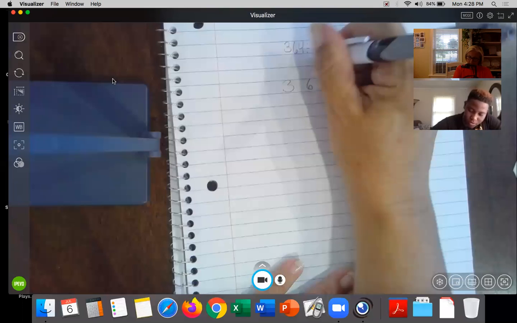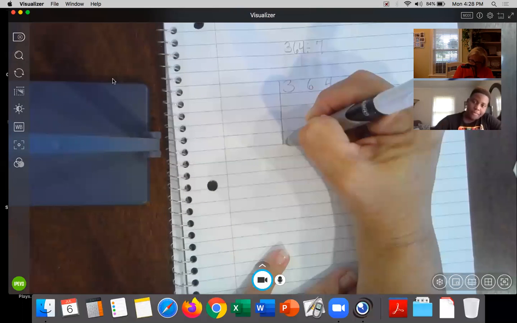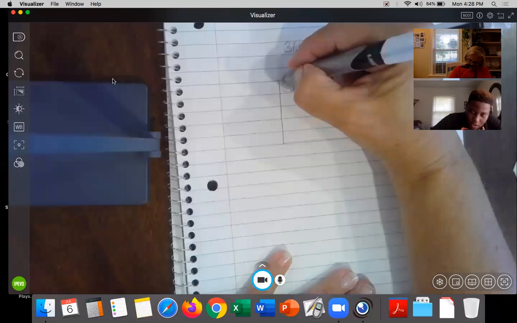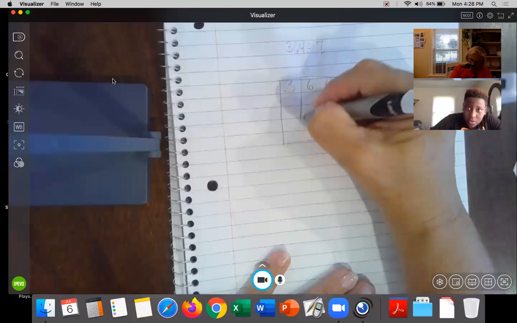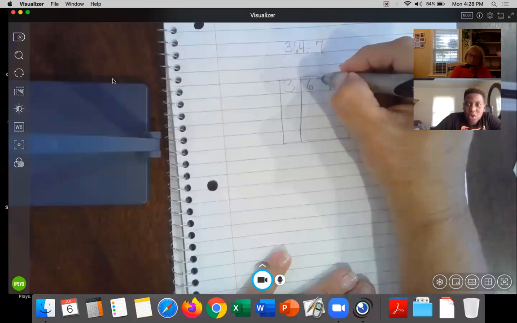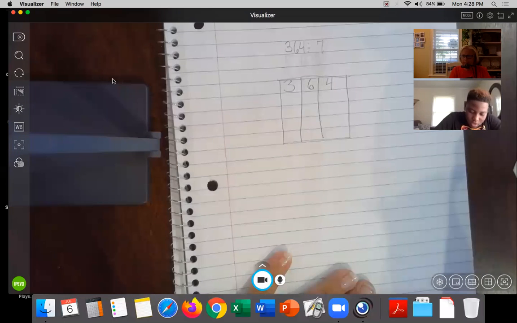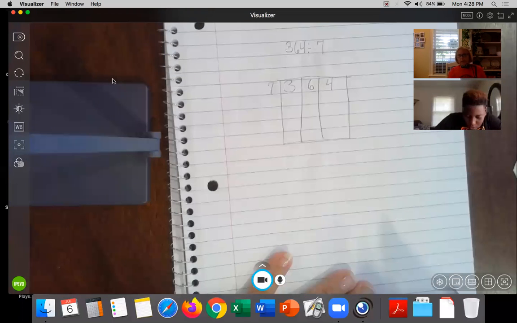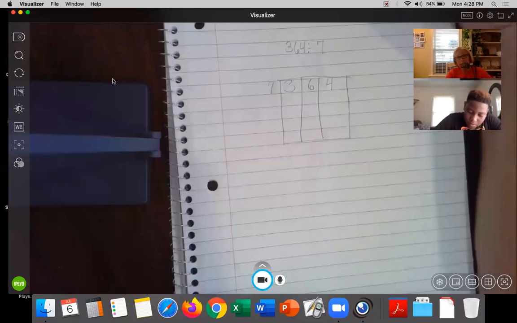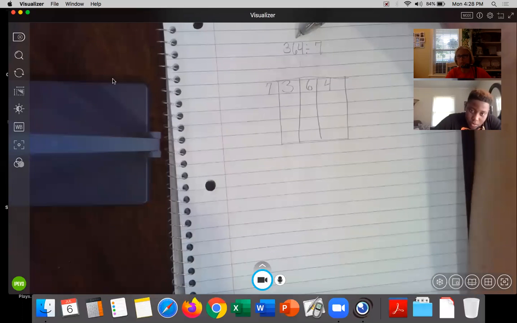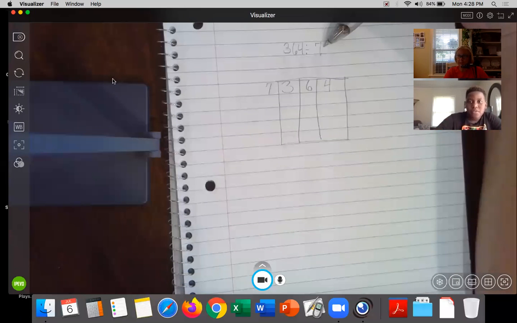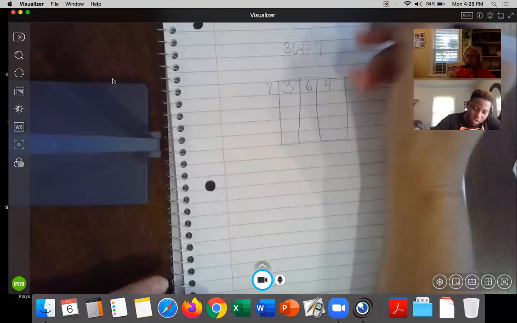Okay, so I'm gonna draw my box. Is it okay if I draw with you? Yes, that'd be great. And I'm gonna divide by 7. Remember, Bryn, this is your dividend. That's what you're dividing. And that's the divisor, what you're dividing by.